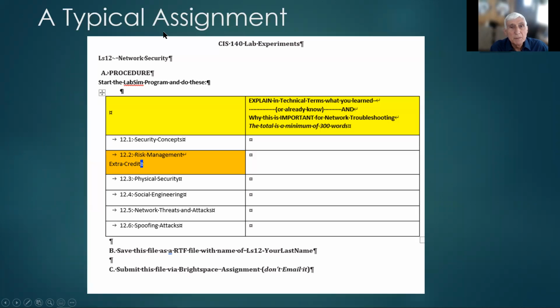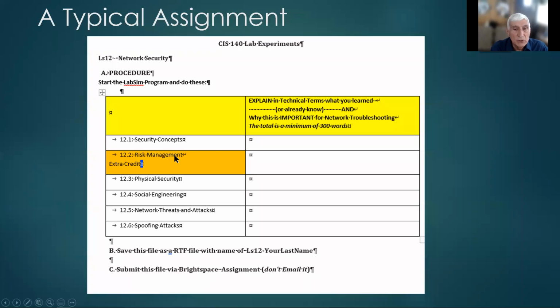Okay. A typical assignment is like this. Basically, these are all of the modules. You'll do a module. This LabSim 12 is network security. These are the different parts of it. Since this was a long assignment, I made this one extra credit.